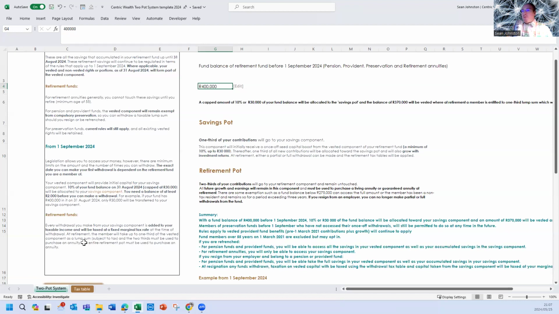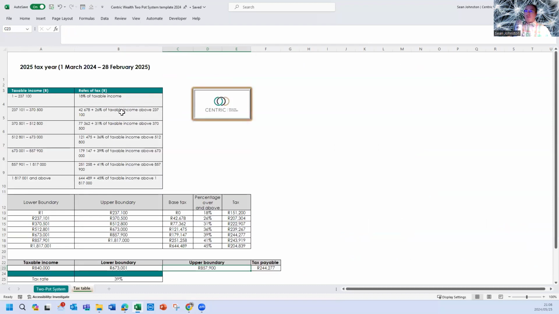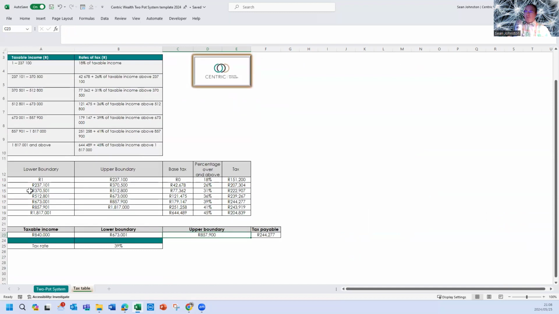With the retirement funds, every withdrawal you make from your savings component pot is added to your taxable income, to be taxed at your marginal rate. Now, what that means is any amount you take from your savings will be added to your gross income, your taxable income, and that will then be applied using this tax table. This is the current tax table for the 2025 tax year. It has been unchanged from last year. Every year, obviously, there'll be changes if SARS does decide to change the boundaries or whatever. The highest tax rate currently is 45%, and that's for earnings that are 1.8 million and above.